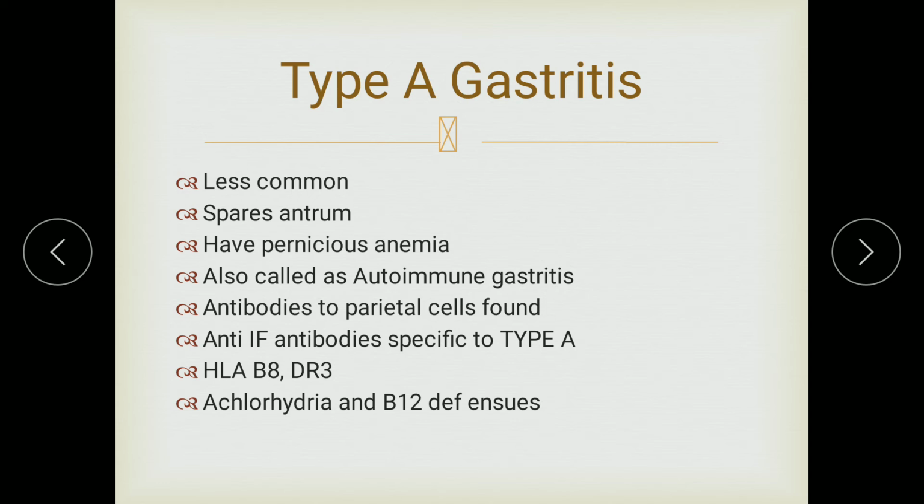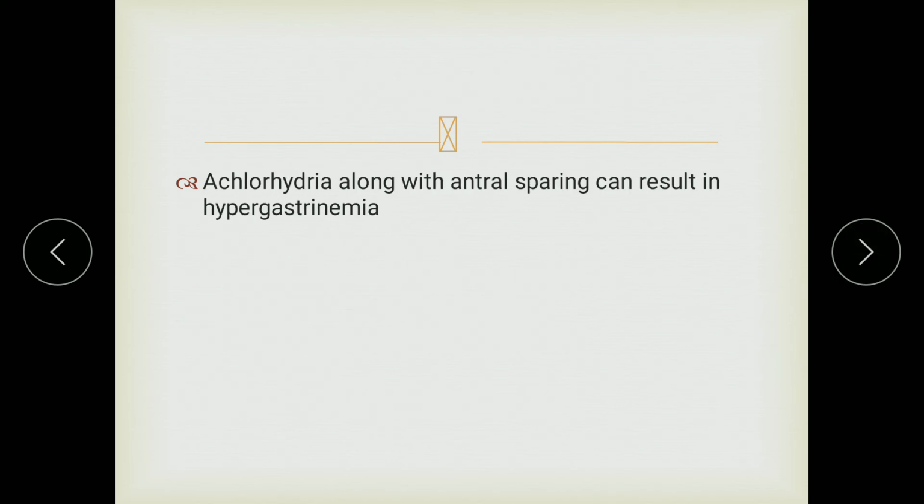So, you can demonstrate antibodies in the form of anti-parietal cell antibody and anti-intrinsic factor antibody, which are more specific to type A gastritis. Also, HLA-B8 and DR3 are associated with type A gastritis. Since the patient has achlorhydria, the patient also develops B12 deficiency. The achlorhydria combined with antral sparing will result in hypergastrinemia because with achlorhydria the negative feedback is lost and hence gastrin production will be more. Gastrin is produced by the antral cells. Here the antrum is spared, so we will have hypergastrinemia.